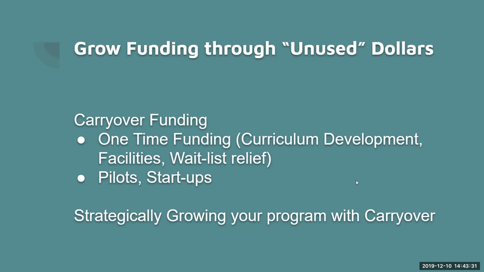So as you think about carryover, one-time funding might include curriculum development, equipment, facilities, wait list relief, pilots, startups, things like that. In our case, we had too little time to strategically think about how to spend our extra $600K this last time around. But now that we've developed those processes and procedures and we have a 3-year plan, it should be much easier for us going forward to determine how funds get spent.